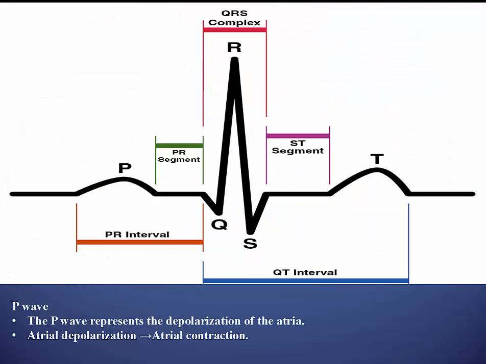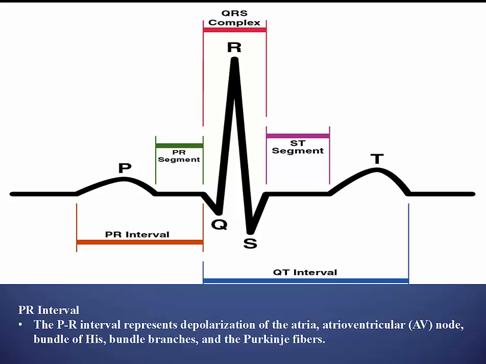The P wave represents depolarization of the atria. So atria depolarization leading to atrial contraction. PR interval represents the depolarization of the atria, the atrioventricular node, the bundle of His, bundle branches, and the Purkinje fibers.